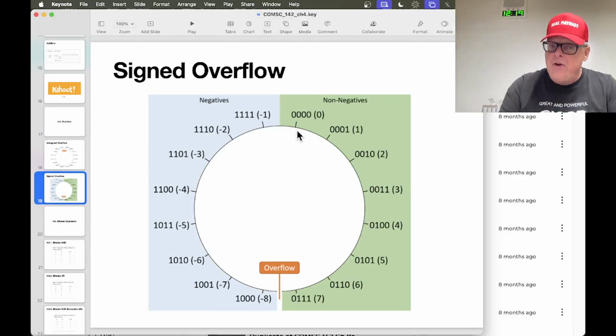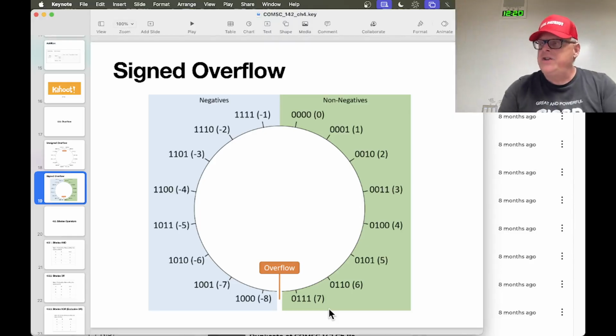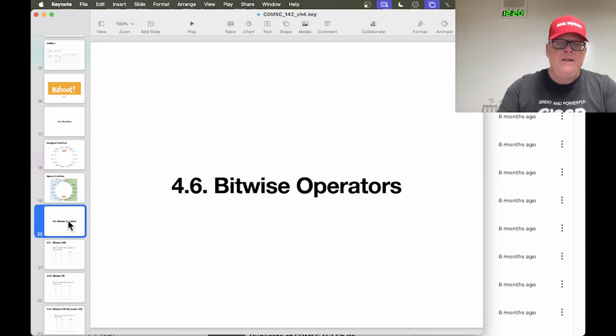And a signed overflow is down here. If you add positive numbers above 7, they turn negative on you. If you have negative numbers and they go below -8, they turn positive on you, so it leads to the same kind of problem. All right.